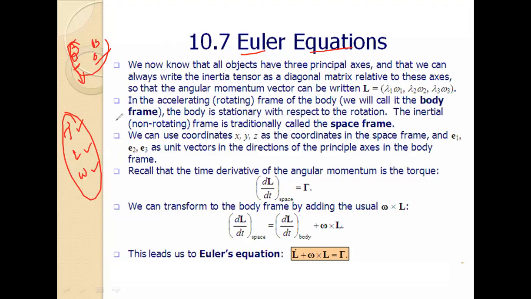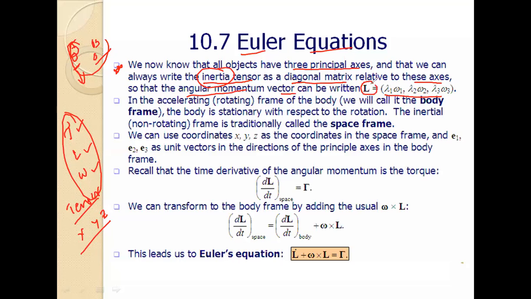Here he is trying to connect the three axes. You can have tensors. When I say tensors, you have x, y, z, so we are talking about three-dimensional motion. We always write the inertia tensor as a diagonal matrix relative to the axes, and I'm going to explain this inertia tensor later. And the angular momentum vector can be written like this.